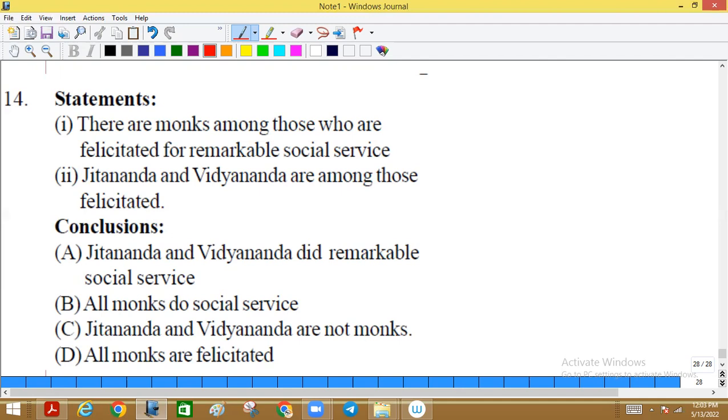All monks do social service. Jitananda and Vidyananda are not monks. All monks are felicitated. For the answer? E, A. Yes or no? See, there are monks among those who are felicitated for remarkable social service. Jitananda and Vidyananda are felicitated.